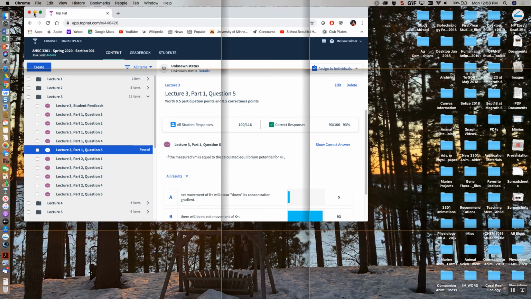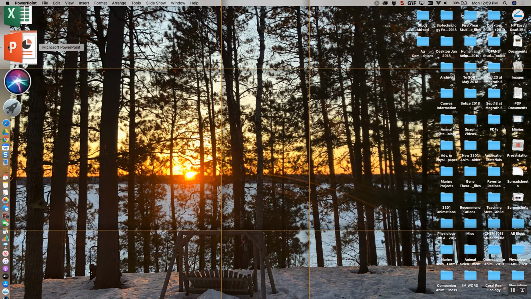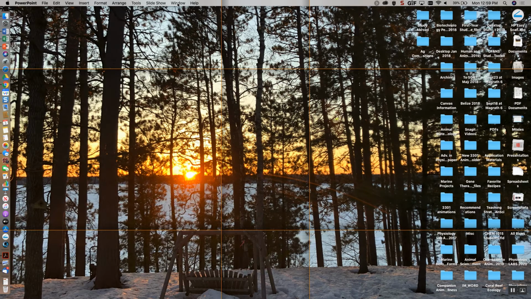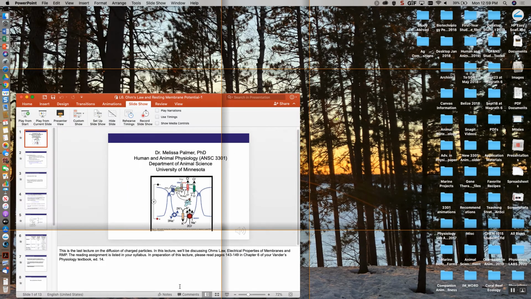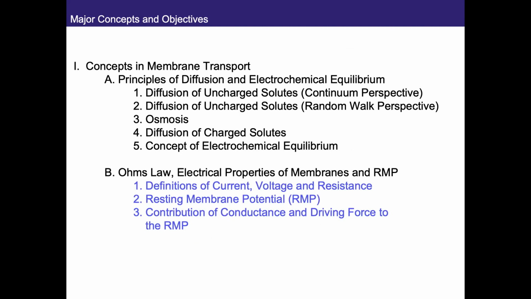Today we're going to be talking about Ohm's law and the resting membrane potential. All right, so we're going to start off with Ohm's law. We've talked about Ohm's law before. Here is our roadmap, if you will.